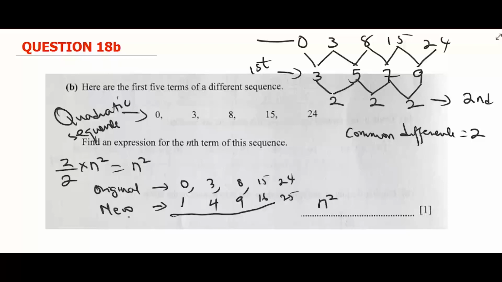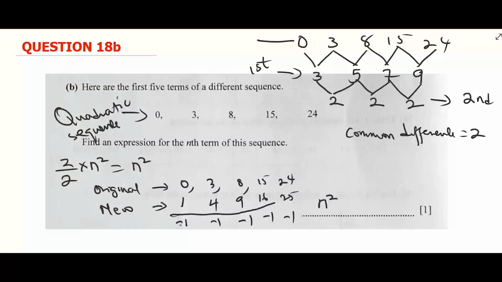Okay, I have to take away my new sequence from the original sequence. That is, I have to say original sequence minus the new sequence. 0 minus 1, this will give me minus 1. 3 minus 4, this will give me minus 1. 8 minus 9, this will give me minus 1. 15 minus 16, minus 1. 24 minus 25, minus 1.